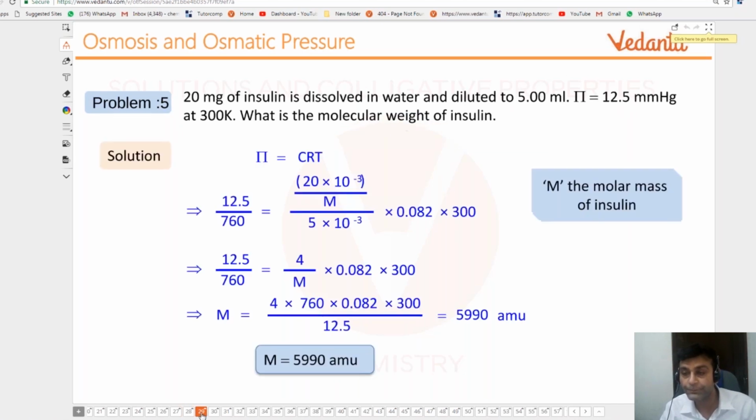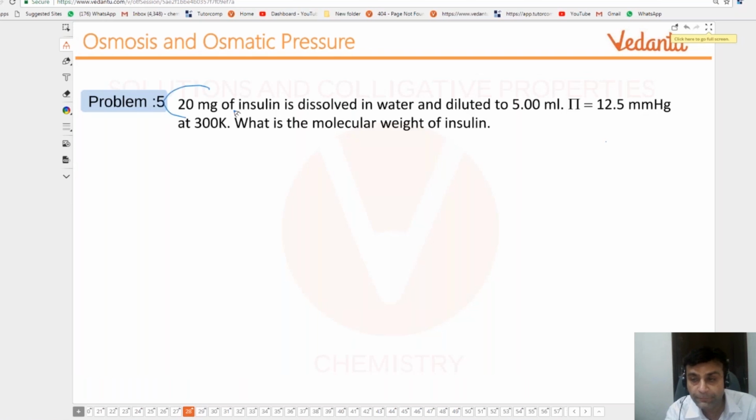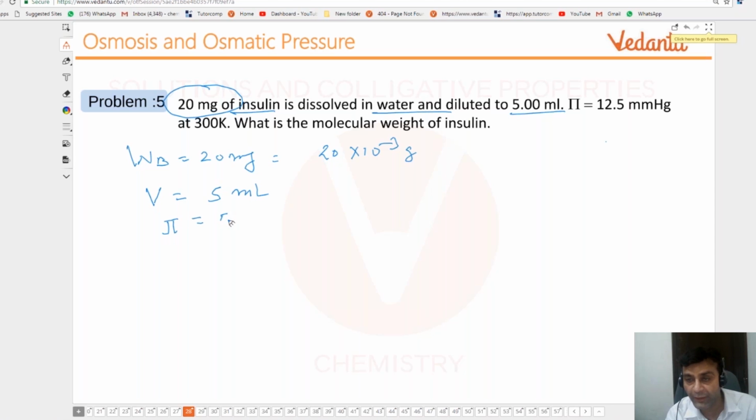Enough time I have given you. See here, we are given 20 milligrams of insulin dissolved in water diluted to 5 milliliter. It means we are given WB equal to 20 milligram, or I can say 20 into 10 to the power minus 3 grams. Diluted to 500 milliliter means volume is equal to 500 milliliter. Osmotic pressure is equal to 12.5 millimeter of mercury, and temperature is 300 Kelvin.